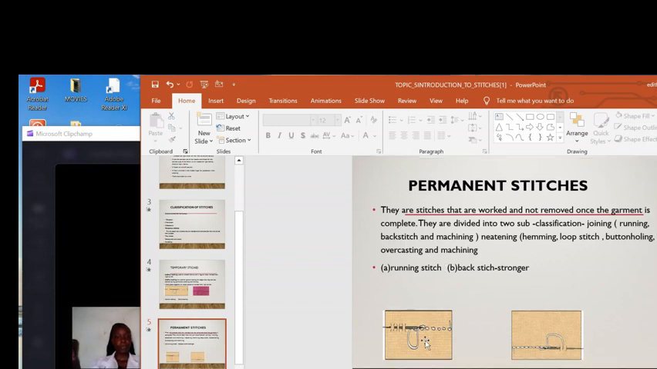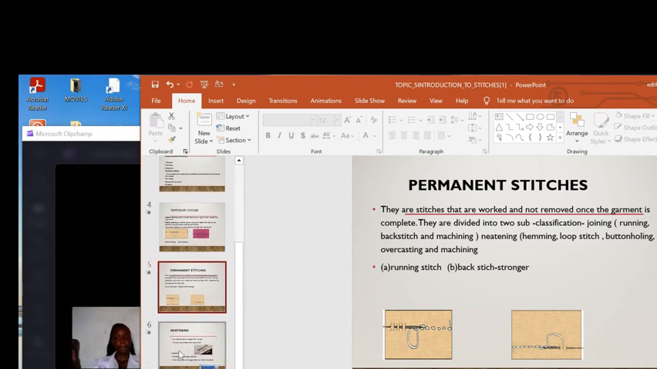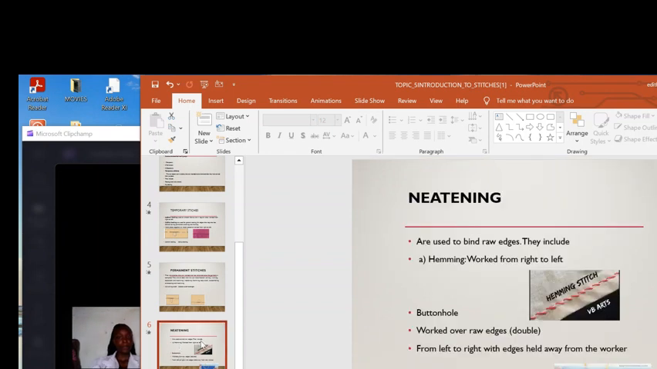Here you can see an example of a running stitch, and the other picture shows an example of a back stitch. The back stitch is stronger than the running stitch. Neatening stitches are used to bind the raw edges. I gave examples of neatening stitches whereby we said hemming, buttonholing.